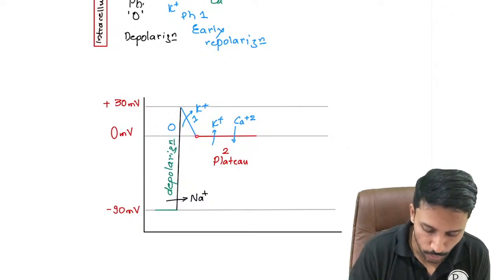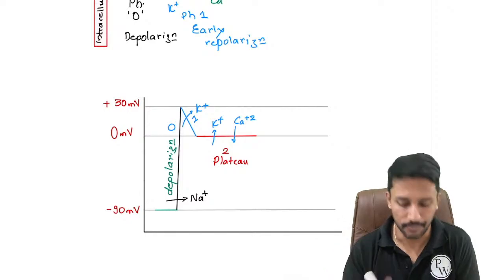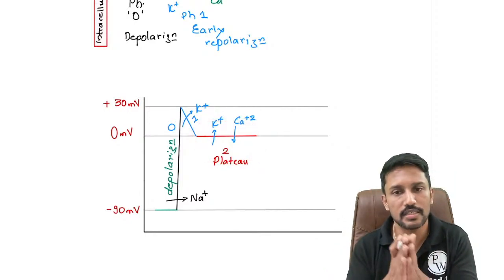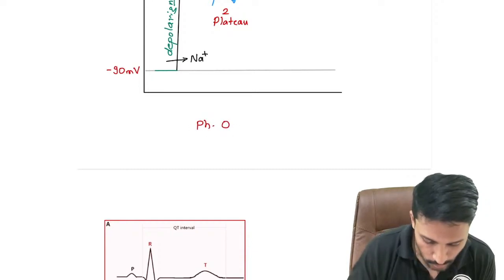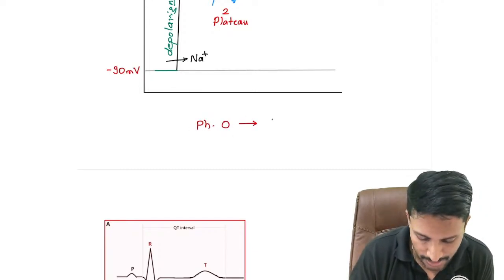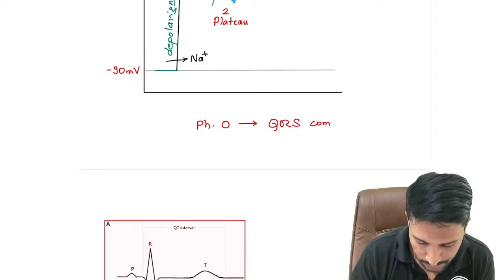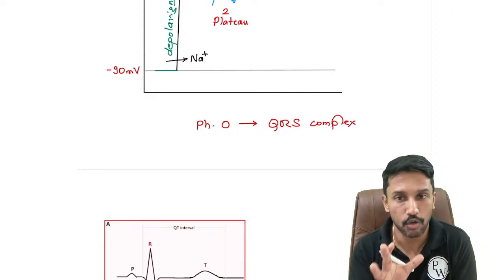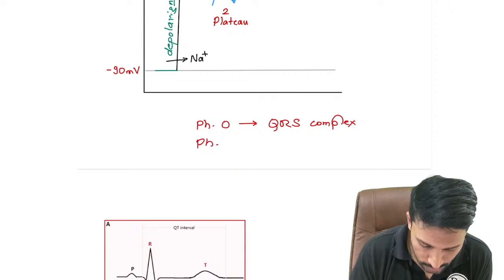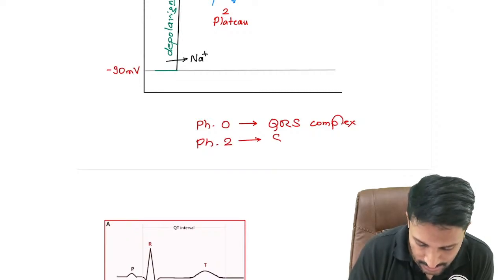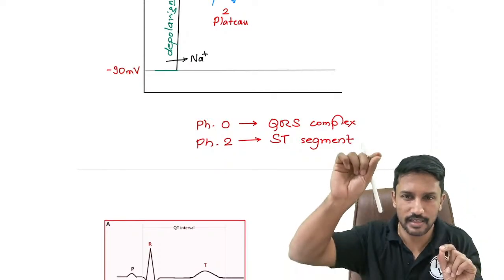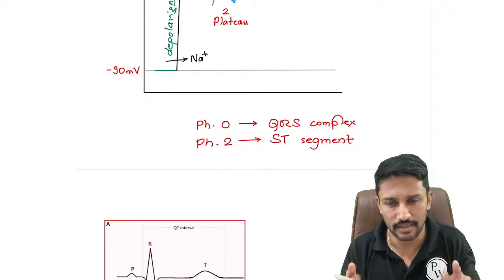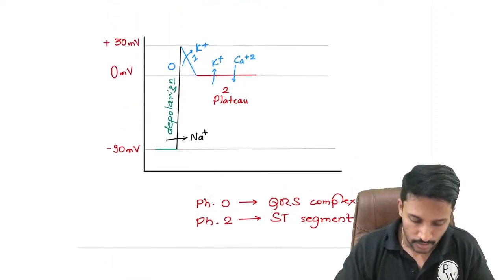So here the membrane potential is constant, it is 0, it is not changing. This is exactly what reflects on the ECG as the ST segment. To summarize again, phase 0 reflects on the ECG as QRS complexes, because phase 0 is the depolarization phase. Then phase 2 reflects on the ECG as the ST segment. This is the isoelectric line because there is nothing much happening. The membrane potential is constant. That's why on the ECG I see neither an upstroke nor a downstroke. It remains on the baseline. That's why the ST segment. Okay.